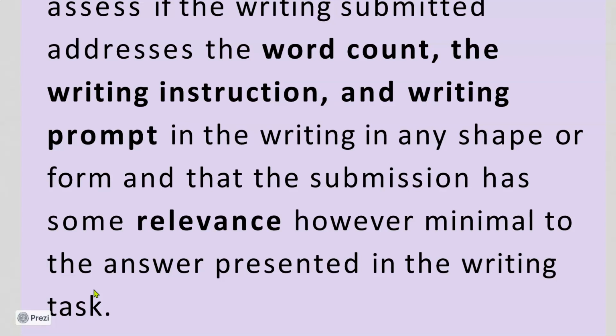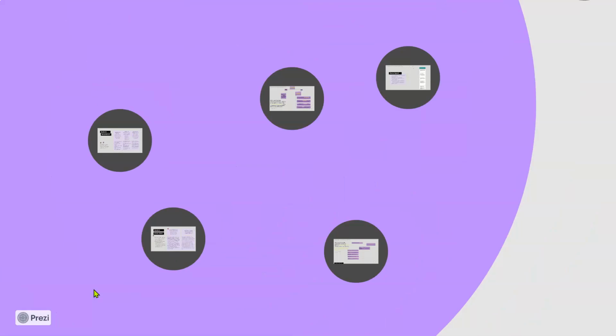In the writing, in any shape or form at all, does that submission have any form of relevance, however minimal, to the question being presented in the writing? Okay, so the three things that we keep an eye out for in Task Achieve: word count, the writing instruction, and the writing prompt. And we're going to break those down and look at that in a bit more detail.